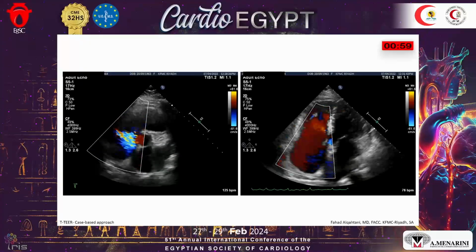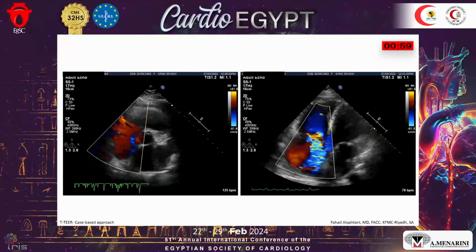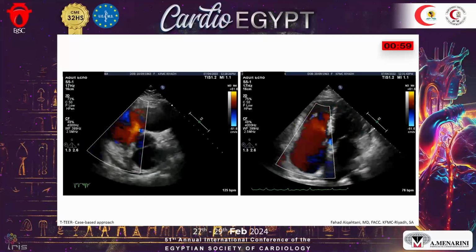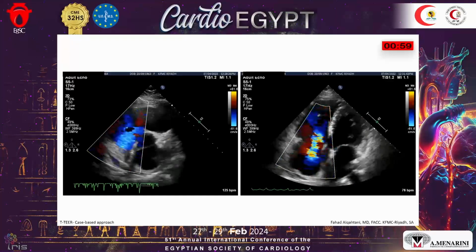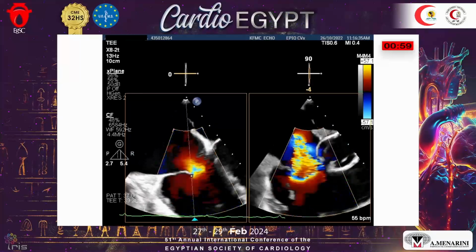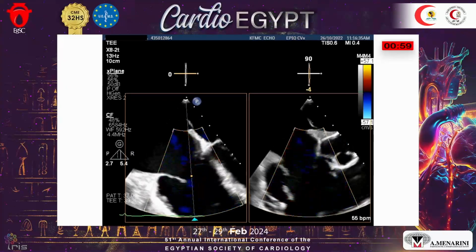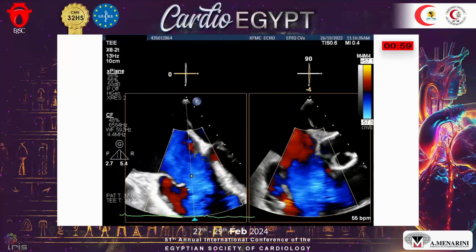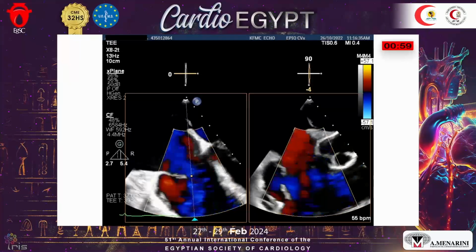And here there are 2 pictures. One showing how torrential the TR is, extending from the base to the center, and you can see the 4-chamber torrential TR. Usually we proceed with the TEE to assess the feasibility for TriClip, and you can see here the jet is wide base. It extends from anterior septal to central to posterior septal.